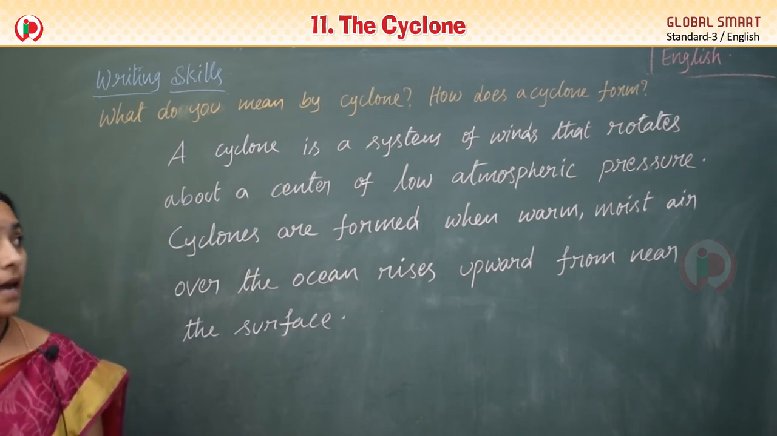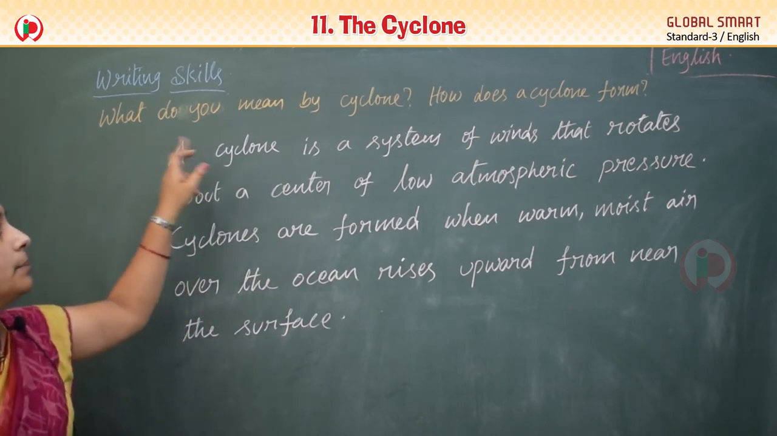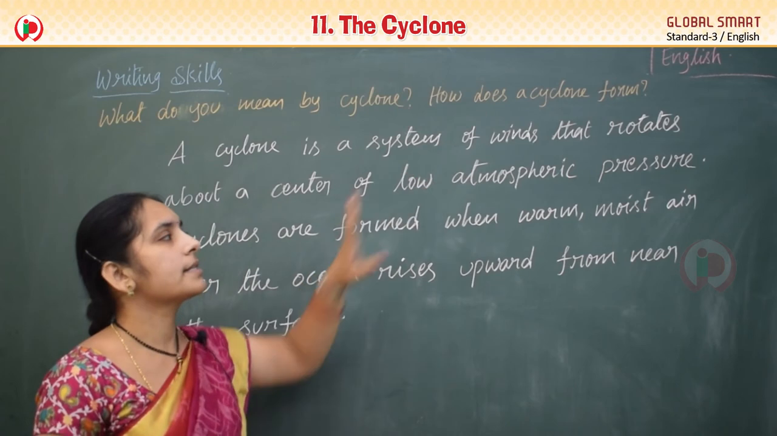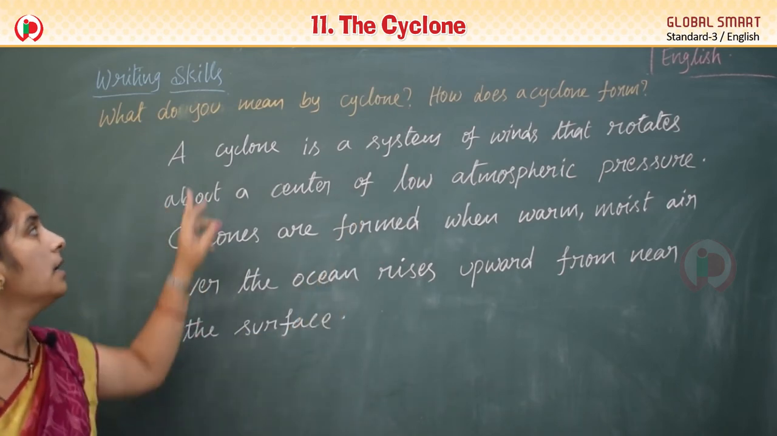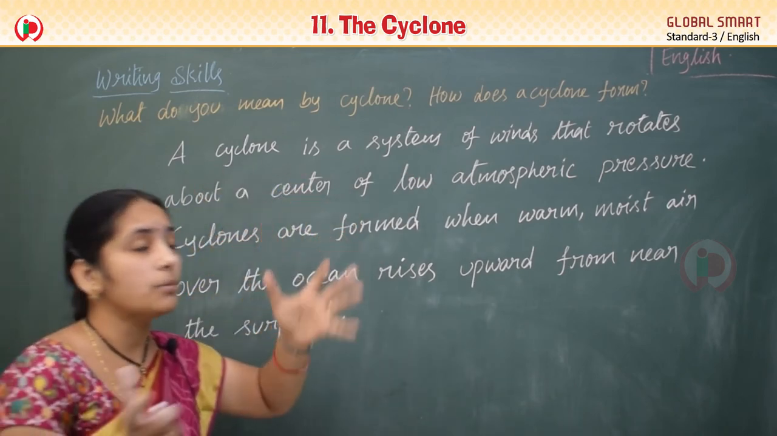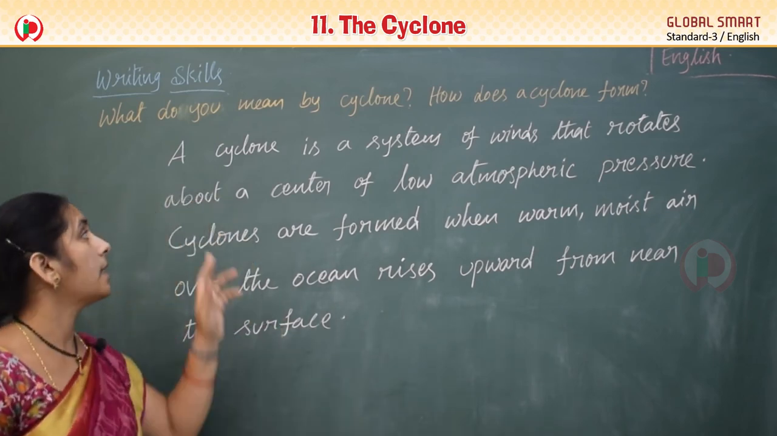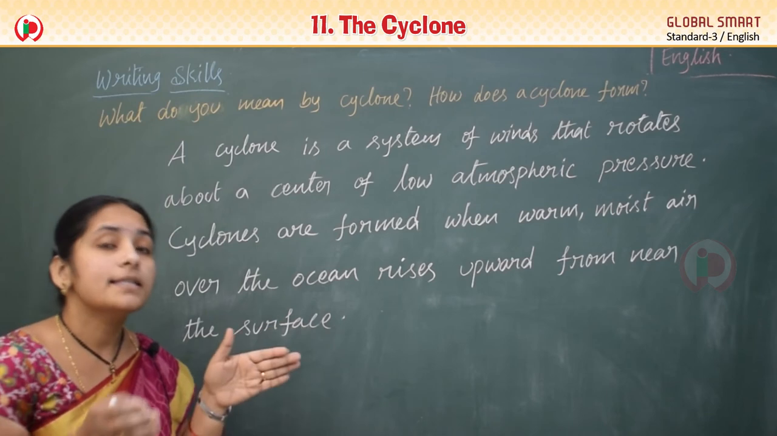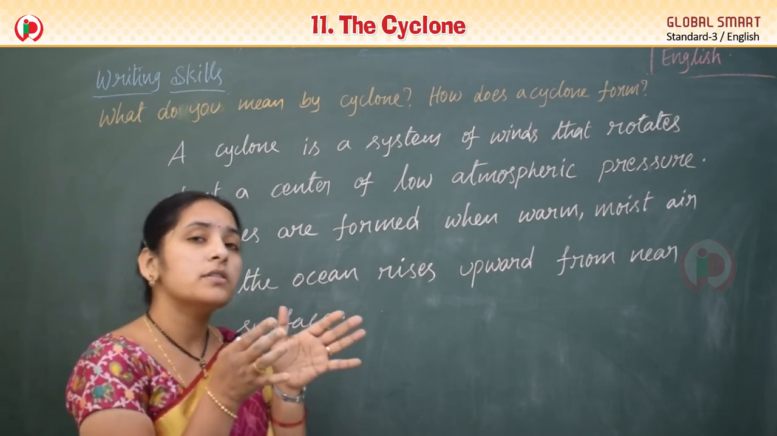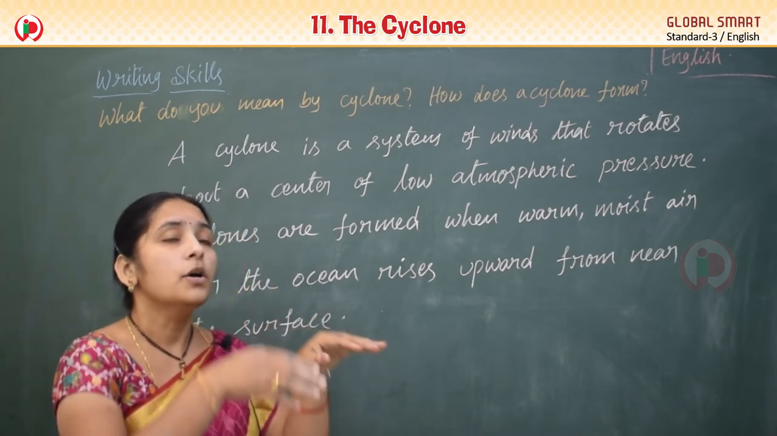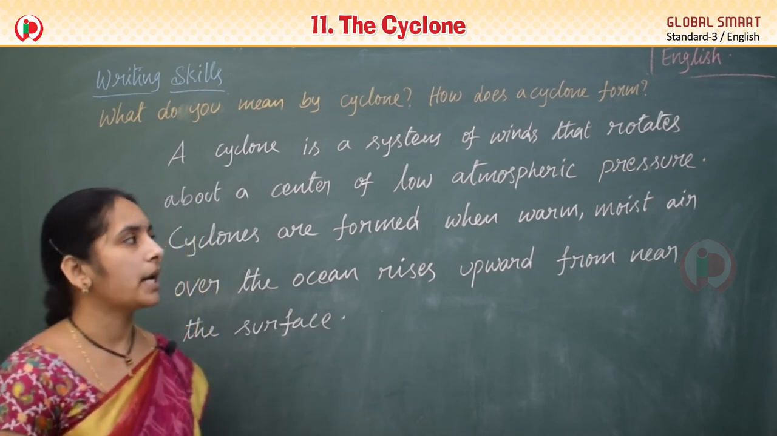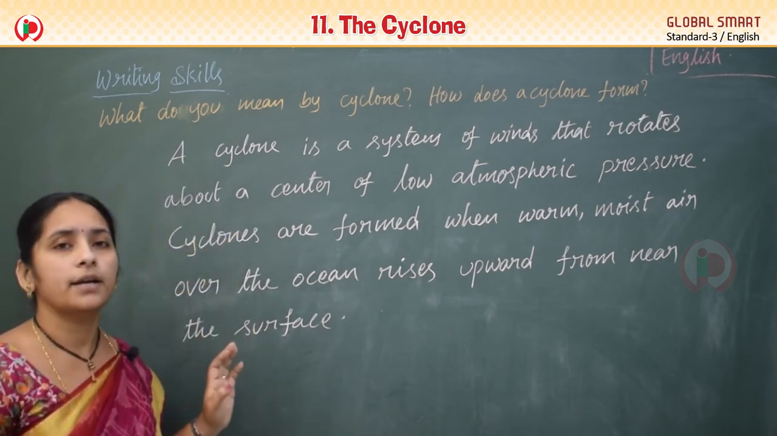So, what is the cyclone? What do you mean by cyclone? How does a cyclone form? A cyclone is a system of winds that rotates about a center of low atmospheric pressure. That we call a cyclone.